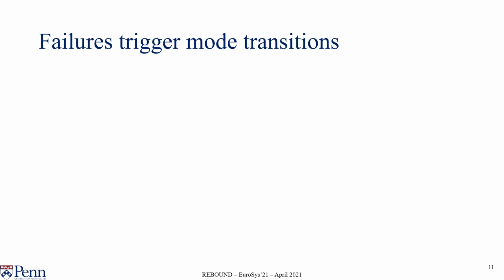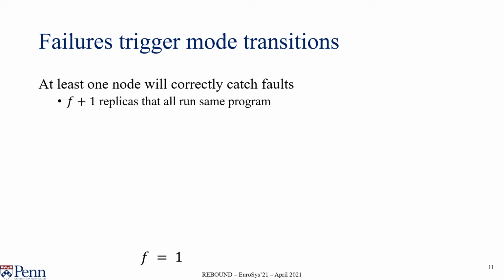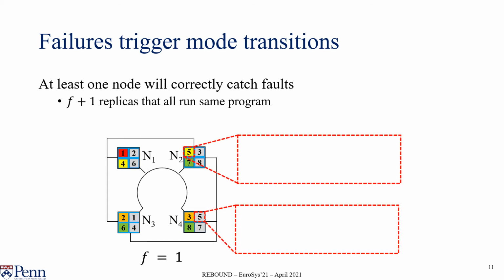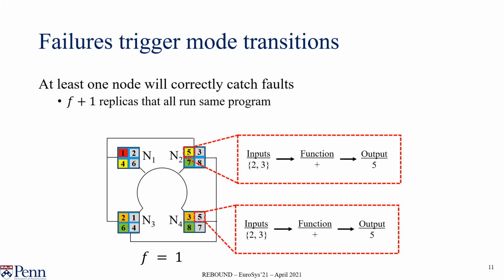This raises the question of how we can catch faults to trigger mode transitions. Well, we need at least one healthy node to catch a fault, so if there can be f faults, there must be at least f+1 replicas. In a quick example, here we see that task 5 runs on both node 2 and node 4. Both copies run the same program. They use a set of inputs to an addition program to produce an output.